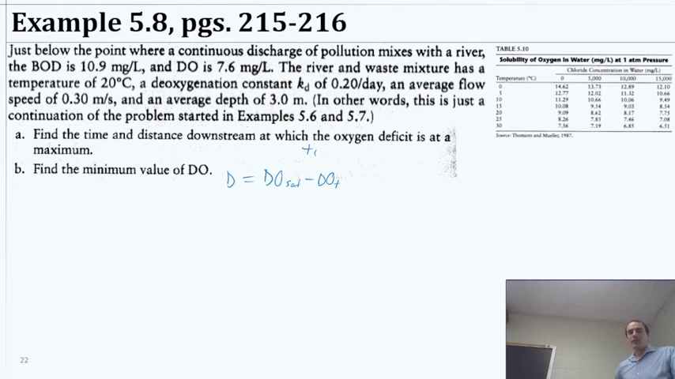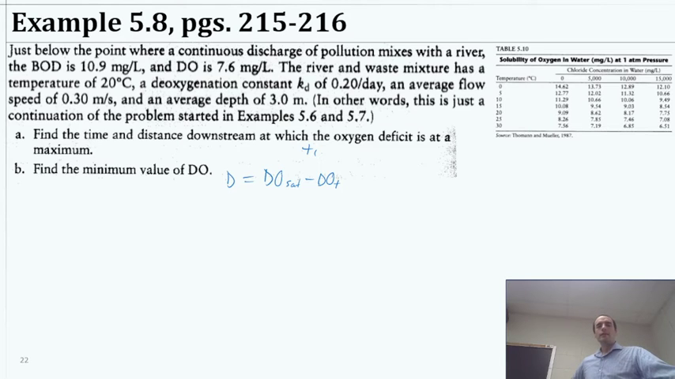All right. So then the problem continues, or I guess perhaps this is the next problem in line. Just below the discharge point, where continuous discharge of pollution mixes with the river, the BOD is 10.9, the DO is 7.6. The river and waste mixture has a temperature of 20 degrees Celsius, a deoxygenation rate constant of 0.2 per day, an average flow speed of 0.3 meters per second, an average depth of 3 meters. In other words, continuation of the previous problems.